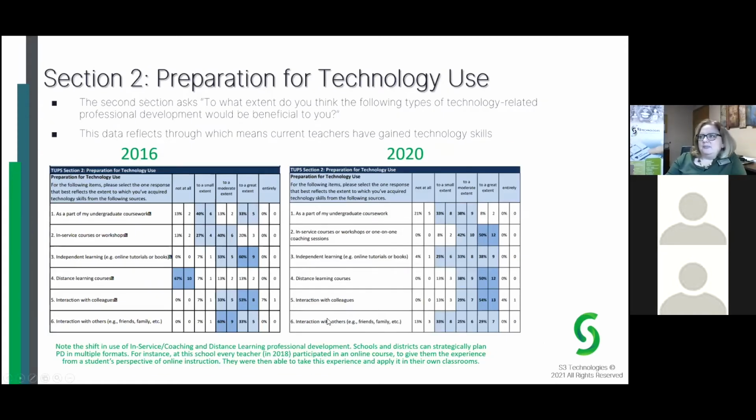The second section is preparation for technology use. So this is where they're getting their training for technology, which is interesting to see change year after year, because we're seeing, as part of my undergraduate coursework, growing, obviously, with the newer teachers that are coming in. That used to be very low. And then you look at in-services and workshops, independent learning, where else are they getting their information from?